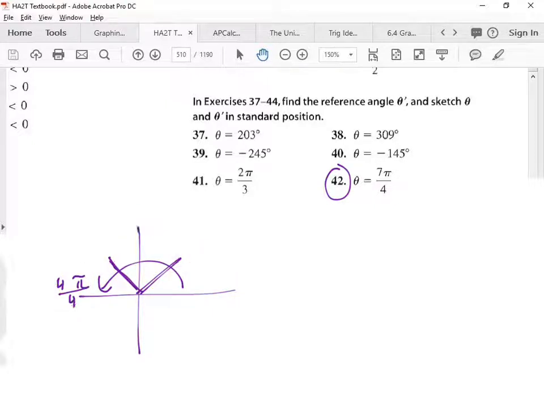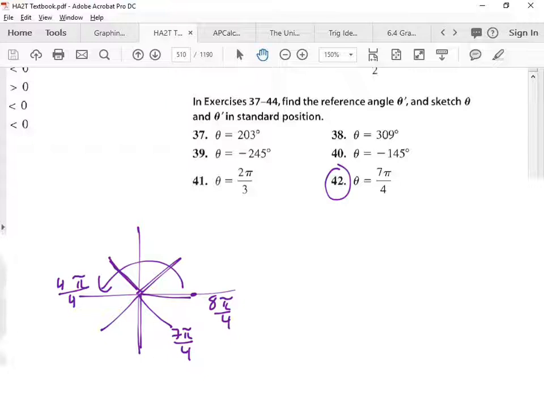Okay. So if I go another half circle, what would the angle measure be right here? 8 pi over 4, which just passes 7 pi over 4, right? So we have 5 pi over 4, 6 pi over 4, 7 pi over 4, and then 8 pi over 4. So 7 pi over 4 is right here.